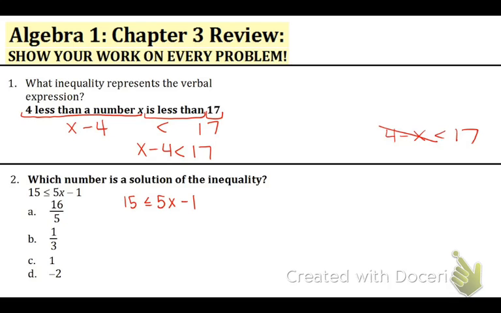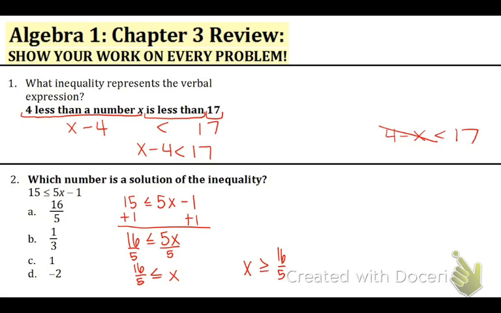So we're going to add 1 to both sides. That gives us 16 is less than or equal to 5x. We're going to do the opposite operation of multiplication, which means we're dividing 5 from both sides. So we have x, and we have 16 over 5. I've showed you before that we want to have the x on the left. It's easier to understand that way.